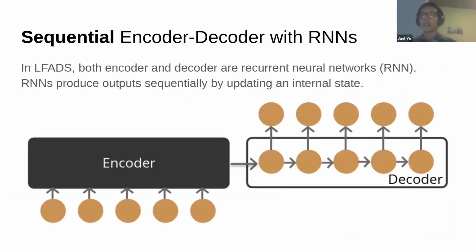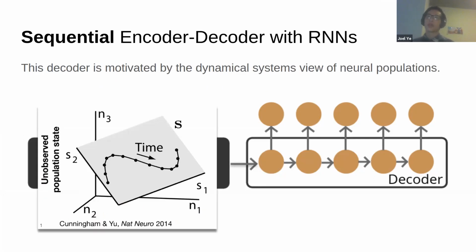And more specifically, this decoder is a recurrent neural network. And recurrent neural networks operate by sequentially updating an internal state. So the decoder takes what the encoder has outputted, and it will use that to initialize its state. And then using learned rules, it will update its internals T times, and then it will output T firing rate predictions. And this is well motivated by the dynamical systems view of neural populations, which posits that neural population states themselves evolve over time according to a fixed set of rules.